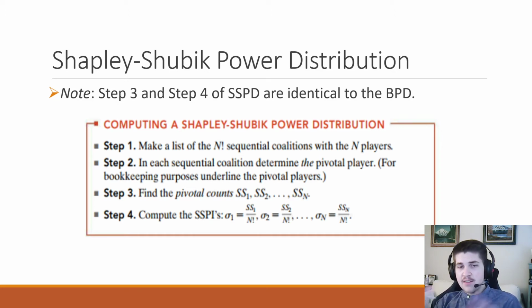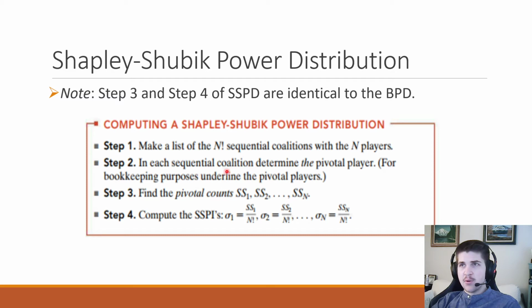The difference is instead of using normal coalitions and finding critical players, we're using sequential coalitions and finding pivotal players. So step one, make a list of all the n factorial sequential coalitions with n players. The exclamation point has a mathematical meaning, something we'll come back to in 2.4. But basically, you want to list them all, just as we would with Banzhaf. With Banzhaf, we wanted to list all the winning coalitions. Here, we want to list all of the sequential coalitions.